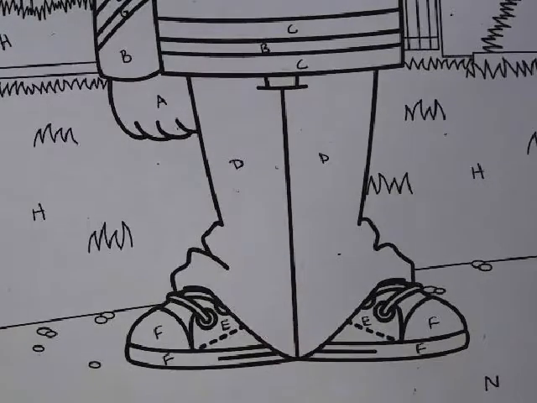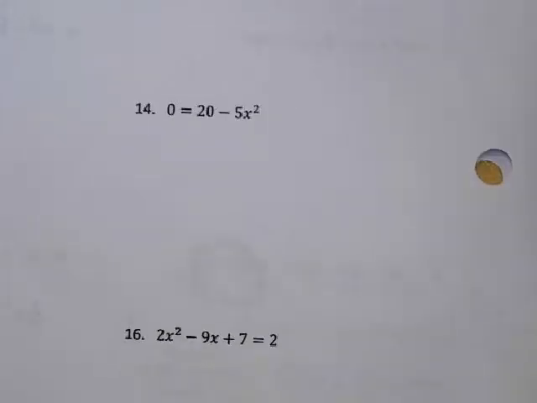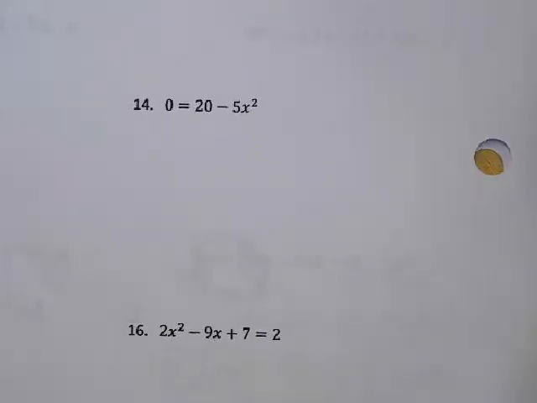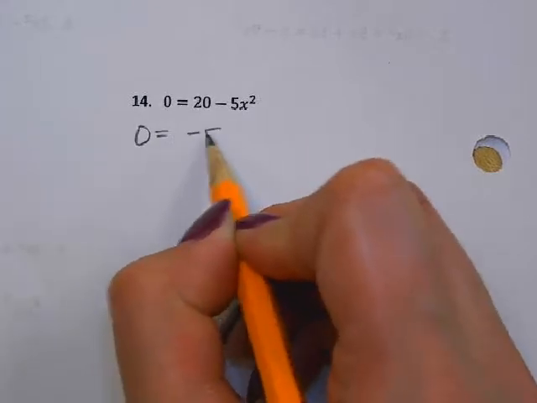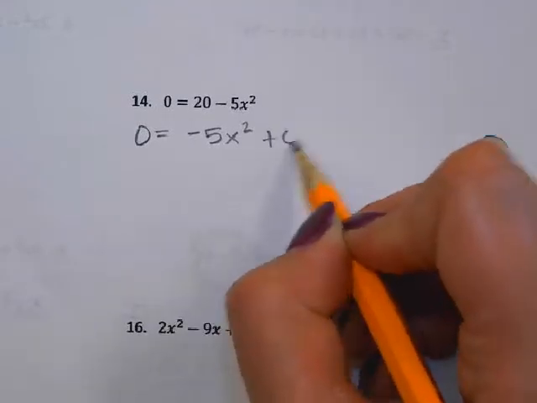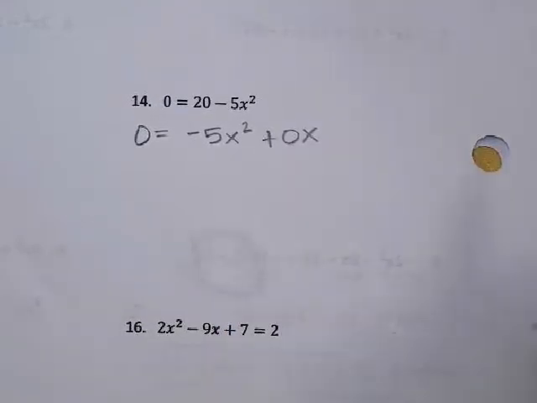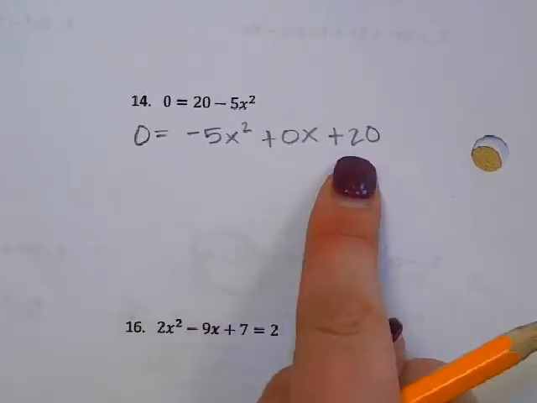I think that's the only one that had something weird like that happen. Oh, yeah. It happens on number 14 as well. So look at number 14. How should we rewrite 14 so that we can see all three terms? So we can say 0 equals, I'm going to do the -5 first, plus 0x plus 20. Okay, and then I have my A, my B, and my C.